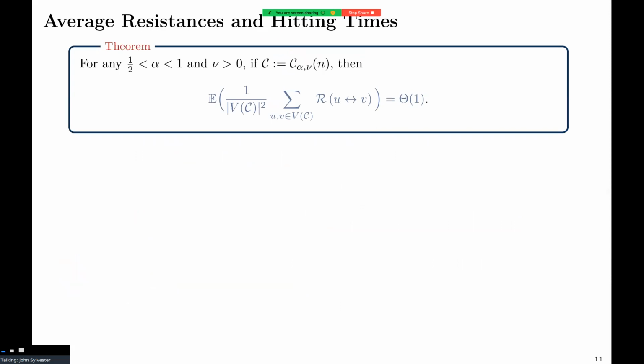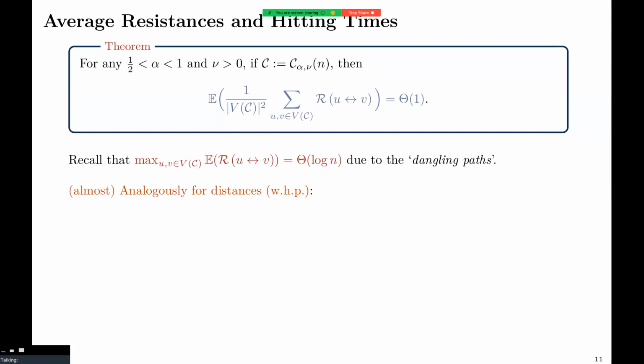So we'll begin with average resistances, and this is probably the main body of the work really in this paper. So our first theorem says that, okay, for the same regime, where you have power law degree distribution on the giant, the expected resistance, with expectation with respect to the graph, and then you have the average resistance between a uniformly chosen pair of vertices in the graph, is bounded above and below by a constant. And recall that because of the dangling paths, the maximum resistance between any pair of vertices in the graph is of order log n.